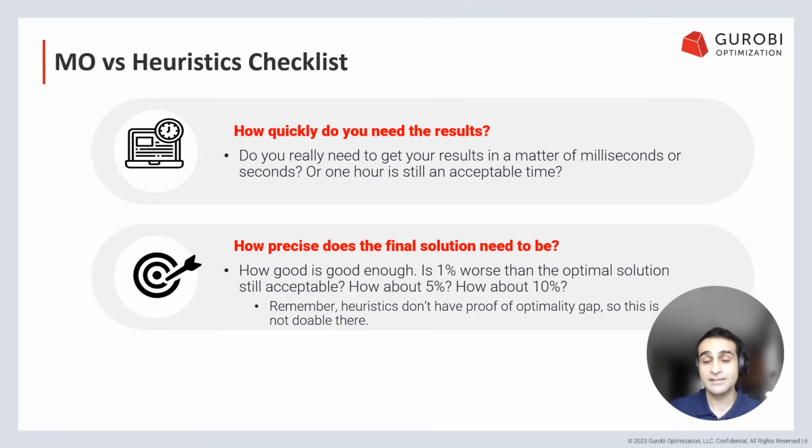Another question to ask: how precise does the final solution need to be? Sure, you want to get the best solution, but how good is good enough? Is 1% worse than the optimal solution still acceptable? How about 5%? How about 10%? What's the gap that you're comfortable accepting?